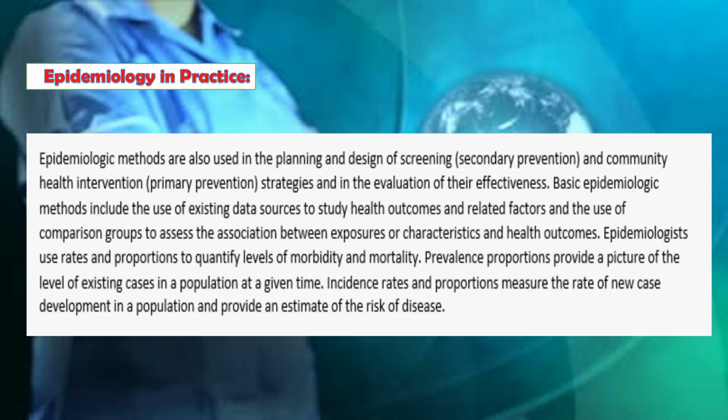Nurses need to be aware of the fact that epidemiological methods are also used in planning and design of screening, which is secondary prevention, and community health intervention, which is primary prevention, and strategies in the evaluation of their effectiveness. Basic epidemiological methods include the use of existing data sources to study health outcomes and related factors, and the use of comparison groups to assess the association between exposures or characteristics and health outcomes. Epidemiologists use rates and proportions to quantify levels of morbidity and mortality. Prevalence proportions provide us a picture of the level of existing cases in a population at a given time, and incident rates and proportions measure the rate of new case development in a population and provide an estimate of the risk of that disease.